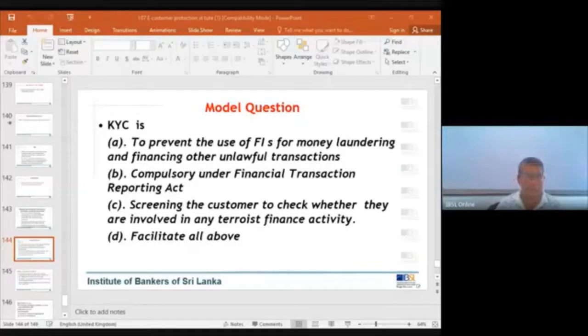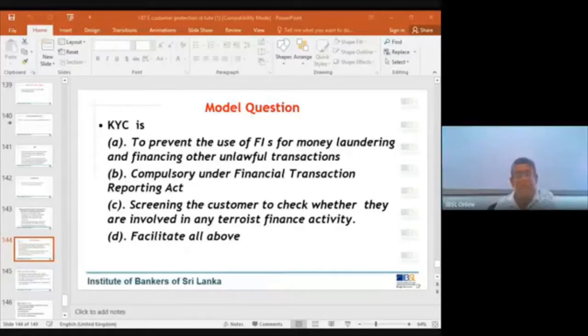Okay, let's look at the first question. The first question is a model question. What is KYC? What may be the correct answer? To prevent the use of financial institutions for money laundering and financing other unlawful transactions. Yes, that's the objective of KYC. Okay, I'll give you 10 seconds. What may be the answer? Second, compulsory under the Financial Transaction Reporting Act. It is true, right?